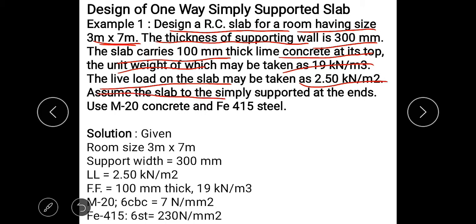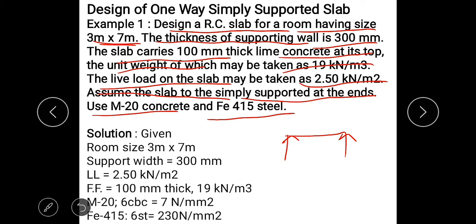Assume the slab to be simply supported at the ends. Use M20 concrete and Fe415 steel. The concrete grade is M20 and the steel grade is Fe415.